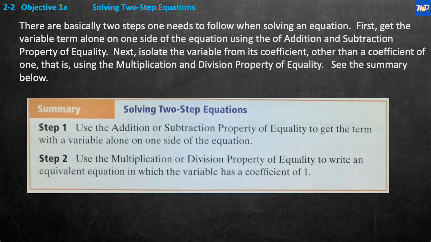See the summary below. It says solving two-step equations. Step 1, use the addition and subtraction property of equality to get the term with the variable alone on one side of the equation. That's all the constant terms on one side, and that single variable term on the other. There could be multiple variable terms, but you want to get one eventually, on the other side. Then use the multiplication or division property of equality to write an equivalent equation in which the variable has a coefficient of 1. So that's kind of what we said above, and that still holds true.